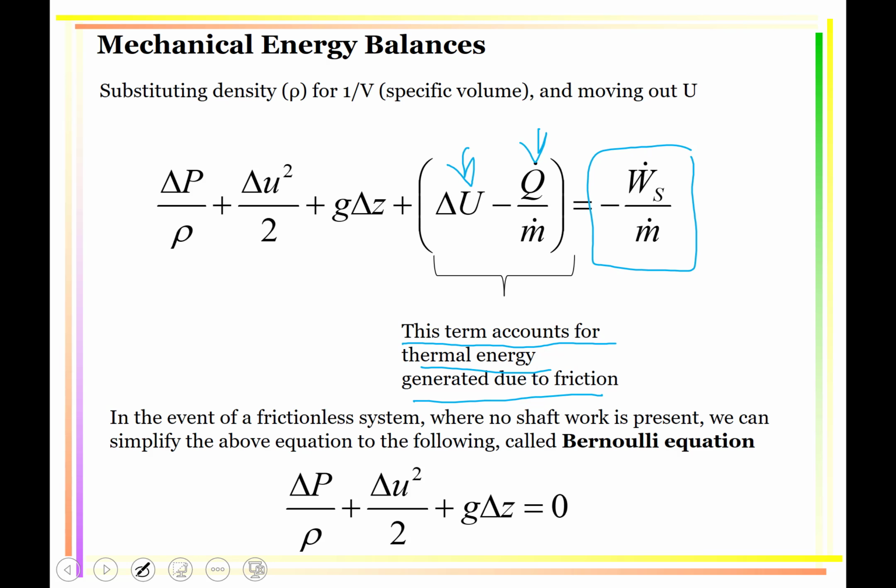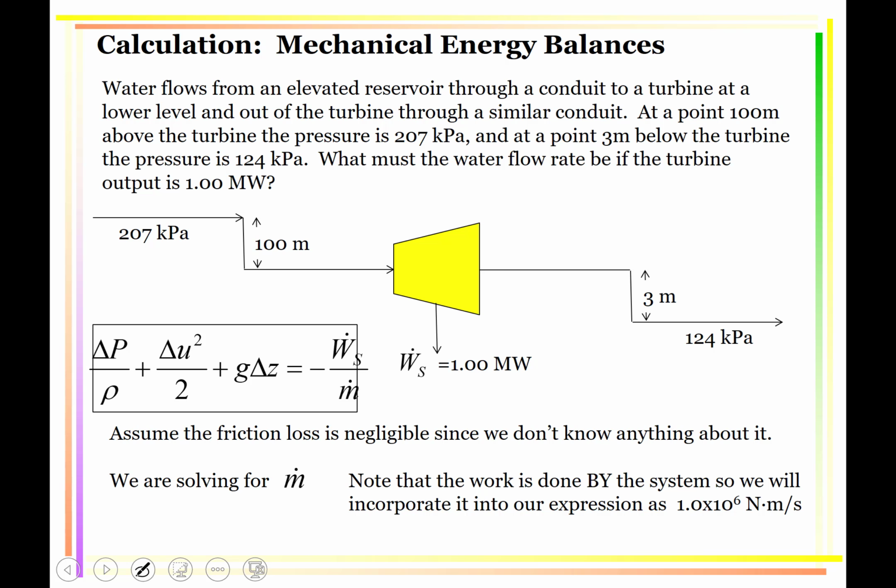We may need to pump our fluid, or we may use our fluid to turn a turbine, like a waterfall or something. So this is called the Bernoulli equation. The Bernoulli equation is what we have if there is no shaft work present. It reduces to this. All right, so let's do an example calculation.